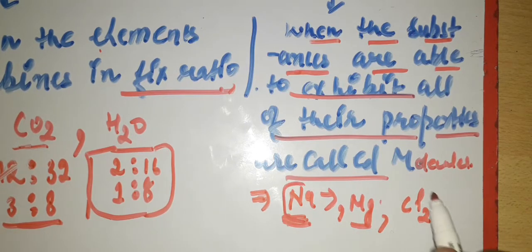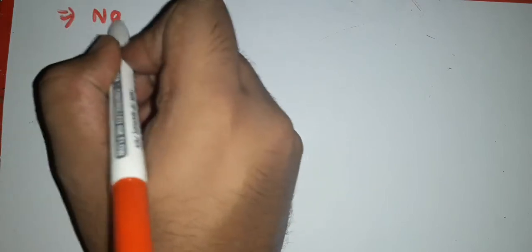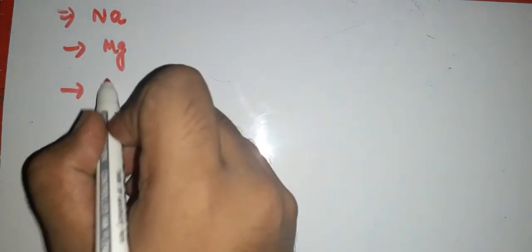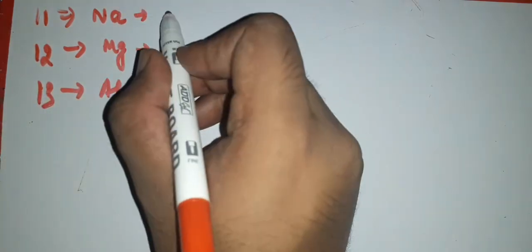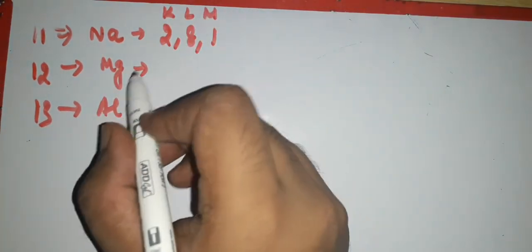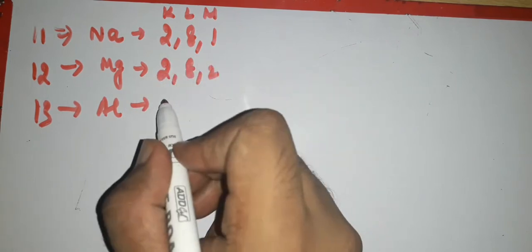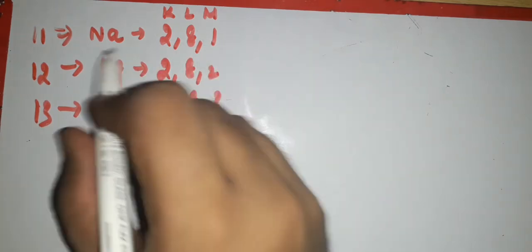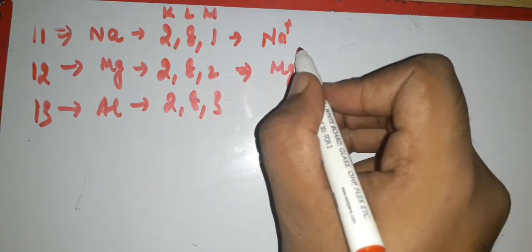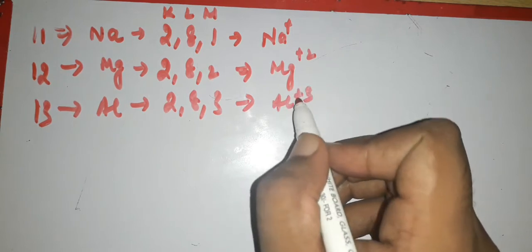So how can we distinguish this? Let us understand. Let us take some examples like sodium, magnesium, and aluminium. We know that in their outermost shell there are 1, 2 and 3 electrons. Their atomic numbers are 11, 12 and 13. Their electronic configuration is 2, 8, 1 because there is a K shell, L shell and M shell. For Mg it is 2, 8, 2, and for aluminium it is 2, 8, 3. To become stable, sodium will lose 1 electron and gain a positive charge. Magnesium will lose 2 electrons and gain a positive 2 charge, and aluminium will lose 3 electrons, so it will gain a positive 3 charge.